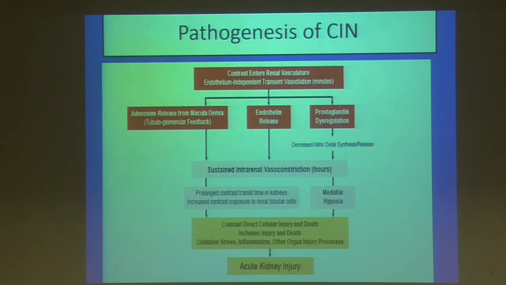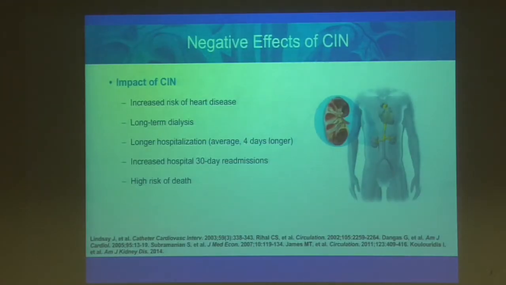The pathogenesis of contrast-induced nephropathy involves sustained intrarenal vasoconstriction that can last for hours. And this can result in prolonged contrast time in the kidneys, resulting in cellular death, oxidative stress, and ultimately leading to acute kidney injury. And the impact of this is substantial, increasing the risk of heart disease, long-term dialysis, longer hospitalizations, on average 4 days longer stay, increased hospital 30-day readmissions, and a high risk of death.